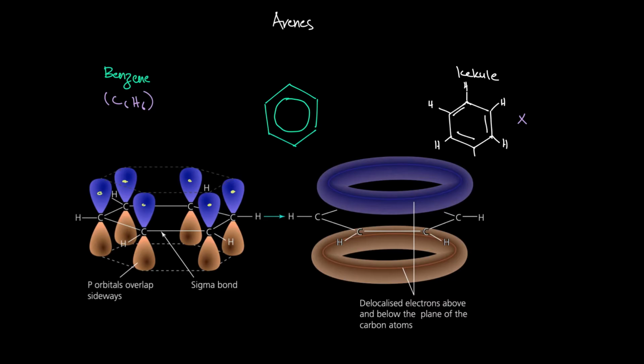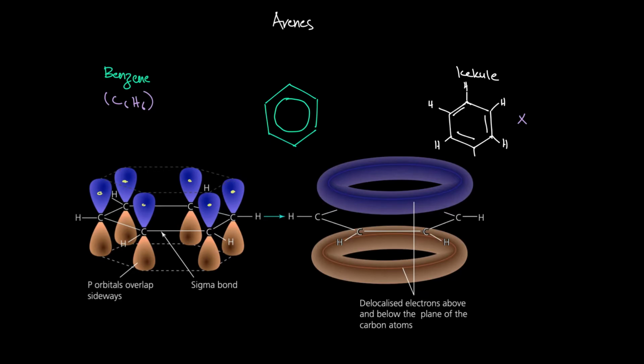Each of them has an electron, and what happens is that instead of 2 carbon atoms here forming a pi bond, and then 2 carbon atoms here forming a pi bond, and then 2 carbon atoms here forming a pi bond, they all form this giant 6 carbon pi bond. So the 6 p orbitals overlap to form one giant pi bond. That's what this ring represents.